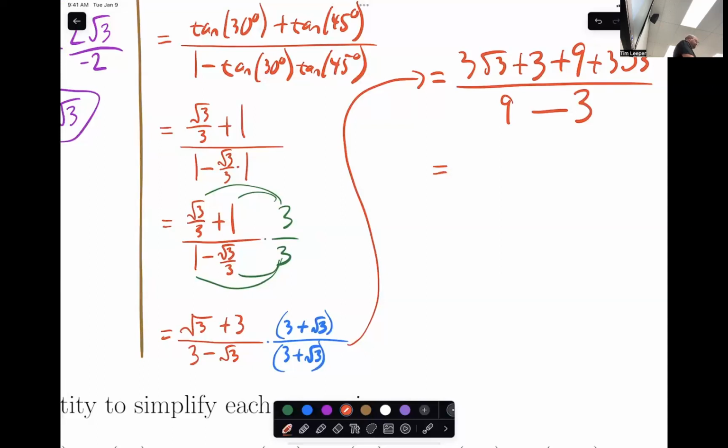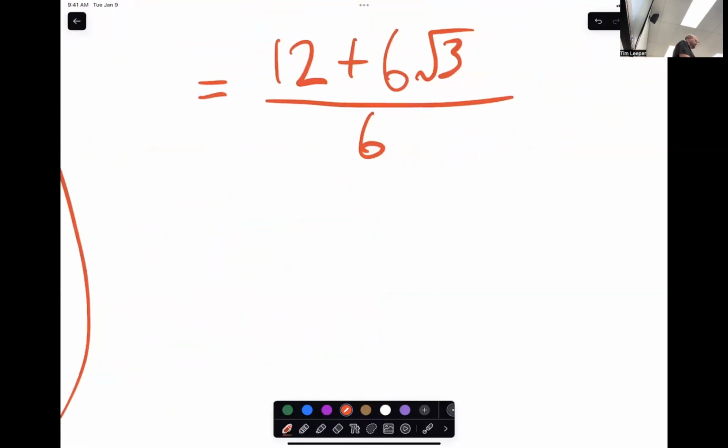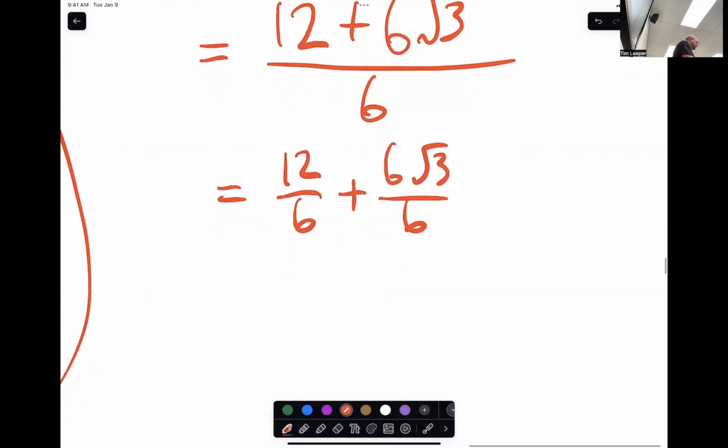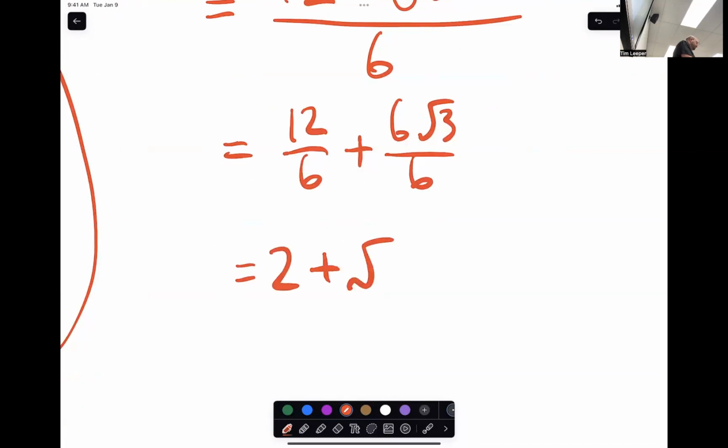And then we simplify. In the numerator, 3 plus 9 is 12. 3 square root of 3 plus 3 square root of 3. What does that give us? We're adding. 6 square root of 3. 3 plus 3 is 6, and keep the radical the same. All over the denominator, 9 minus 3 is 6. Fantastic. So now notice that this just becomes 12 over 6 plus 6 root 3 over 6, which simplifies to 2 plus the square root of 3.